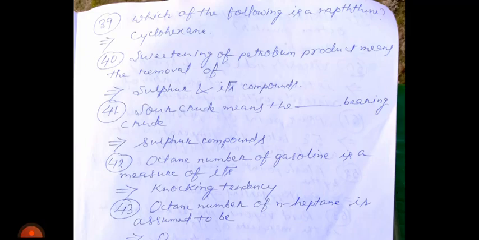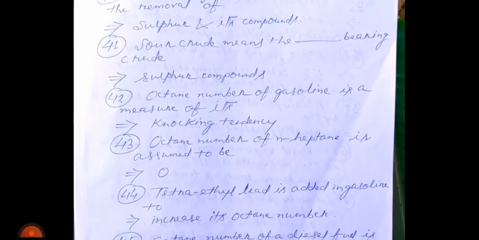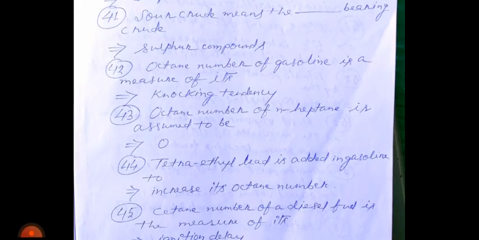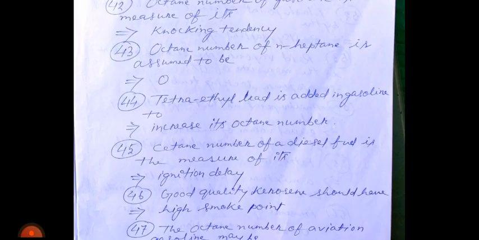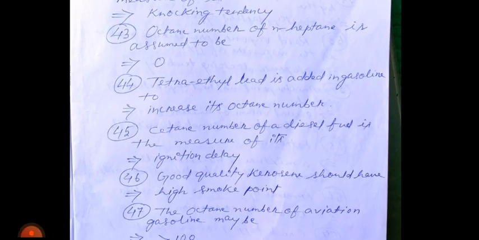Which of the following is a naphthene? Cyclohexane. Sweetening of petroleum product means the removal of sulfur and its compounds. Sour crude means sulfur compounds bearing crude. Octane number of gasoline is a measure of its knocking tendency. Octane number of n-heptane is assumed to be zero. Tetraethyl lead is added in gasoline to increase its octane number.